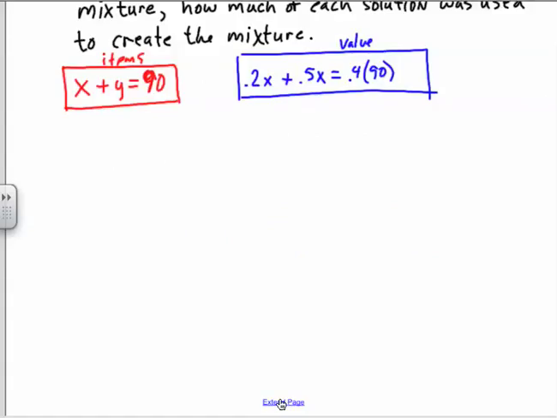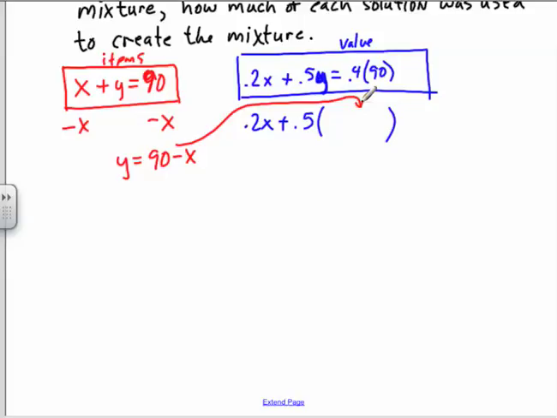Let's just solve the thing. So I'm going to subtract x from both sides. Get y is equal to 90 minus x. And then let's do that in blue. 0.2x plus 0.5. This is supposed to say y, guys. I'm sorry. Old man, messing up. Okay, 0.5y, but I'm not going to write y. I'm going to write in what y equals. Okay, I'll get it together, guys. Stick with me.